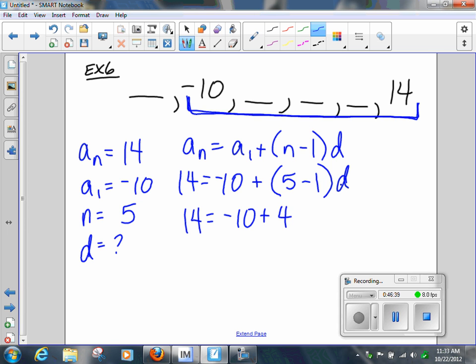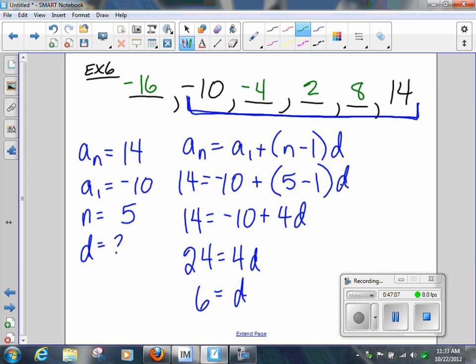a sub n is 14. a sub 1 is negative 10 plus 4d, right on. Add 10 to both sides, I get 24 is equal to 4d. What's my difference? 6. How many of you had that? Rock on. All right, here we go. So negative 10 plus 6 is negative 4. Plus 6 is 2. Plus 6 is 8. And then go back and take care of the very first term, which is now negative 16. Holy bat wings, fat man.